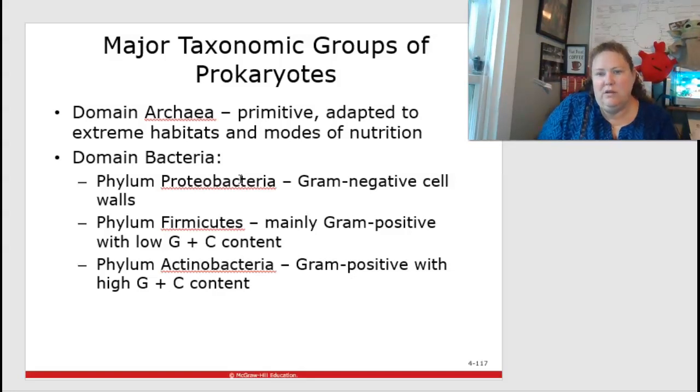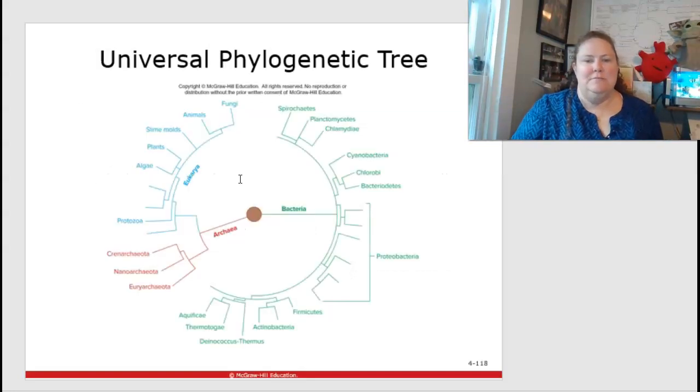And these are primitive and they're adapted to extreme habitats and modes of nutrition. And then there's the domain of bacteria. And these would be the phylum Proteobacteria, and these would be gram-negative cell walls. Phylum Firmicutes, and these are mainly gram-positive with low GC content. And we have the Actinobacteria, and these are gram-positive with a high GC content.